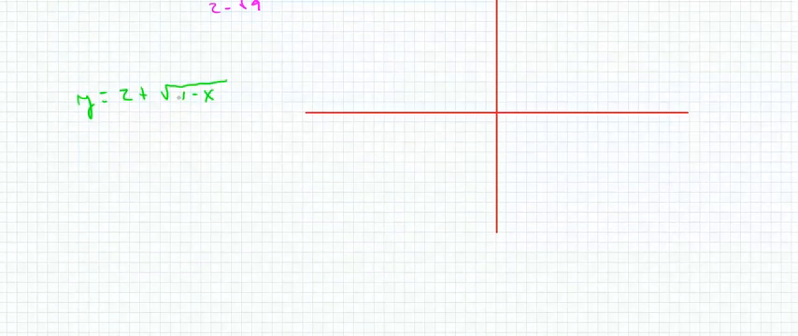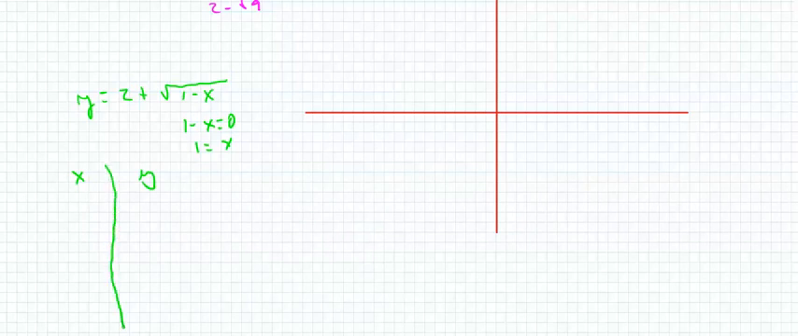Now, let's look at this one. Again, same starting point, 1 minus x equals 0. Add x to both sides. X is equal to 1, y is 2. So we're going to go x, y, and 1, 2. Now I want to go over 1, so I'm at 2.